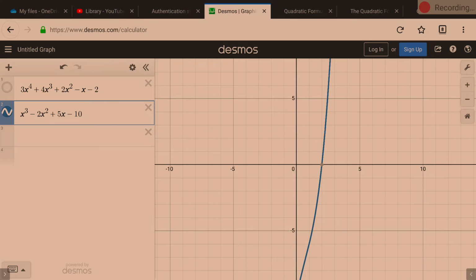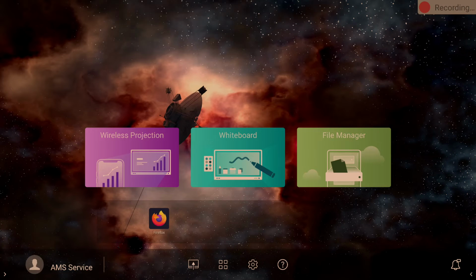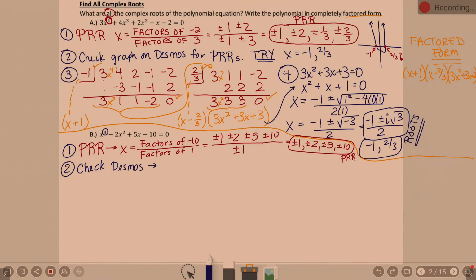And here's the deal, guys. Remember, my biggest and smallest PRRs were plus or minus 10. I have that whole view showing here, and I don't see anything else. So the only place that it has a real zero is x equals 2. So we're going to go back and use x equals 2.